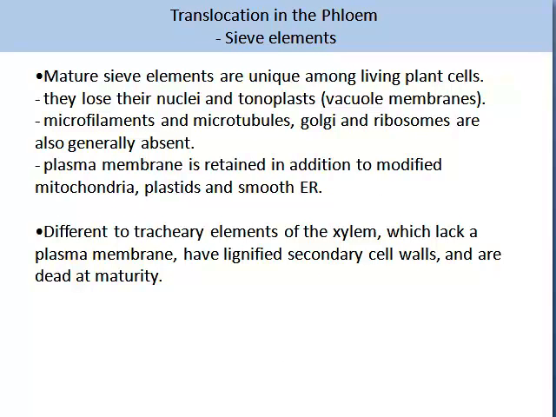Mature sieve elements are unique among living cells. They lose their nuclei and tonoplasts, the vacuole membranes. Their microfilaments and microtubules, Golgi and ribosomes are also generally absent. The plasma membrane is retained, in addition to modified mitochondria, plastids and smooth endoplasmic reticulum. This is different to tracheary elements of the xylem, which lack a plasma membrane, have lignified secondary cell walls and are dead at maturity.